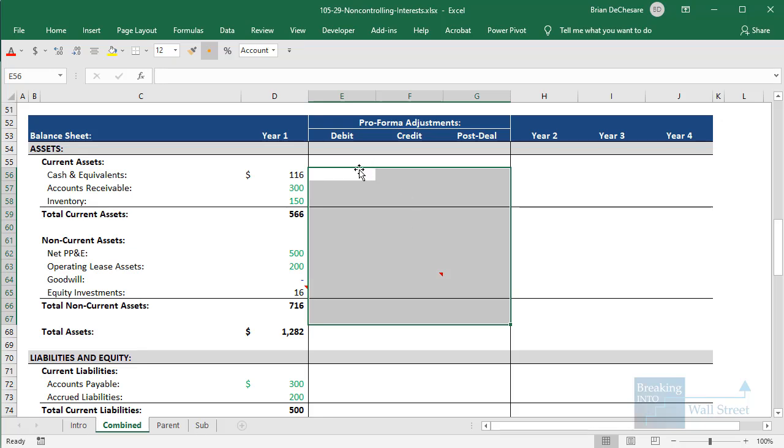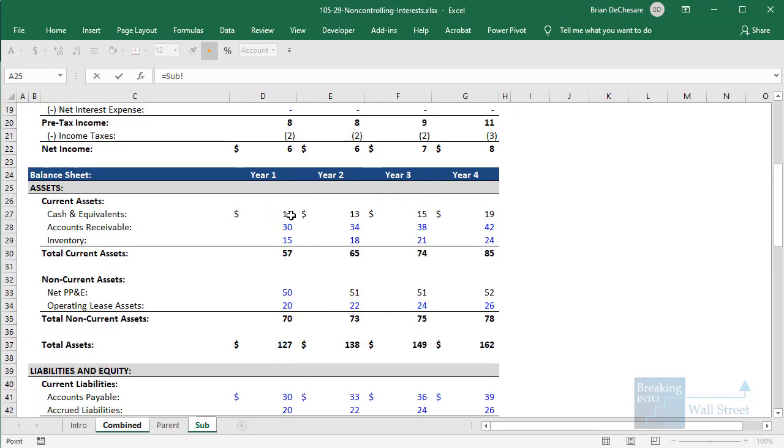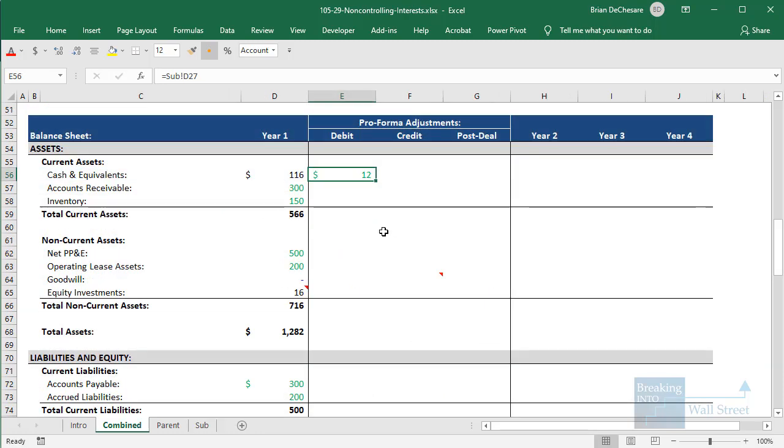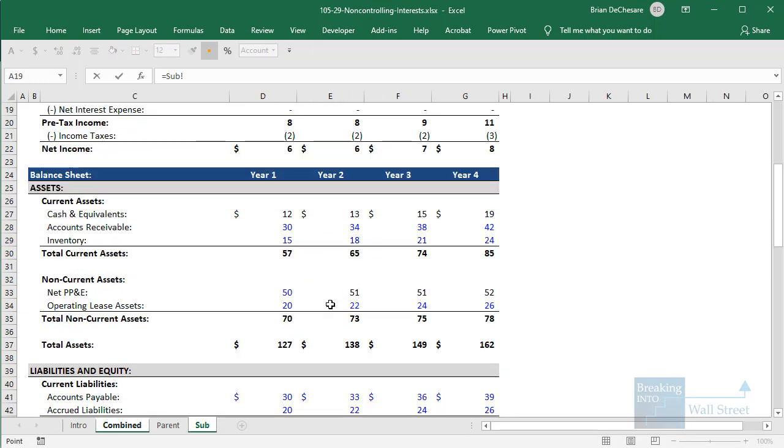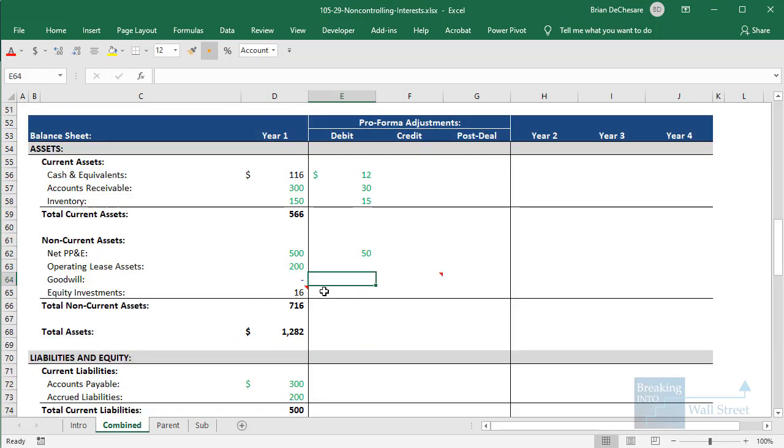So let's go over. On the asset side, a debit is going to increase the line item and a credit is going to reduce it. It's the opposite on the liabilities and equity side, but we're starting with the asset side. So for debits, let's go over and get the year one numbers from Subco and we'll link in their cash, accounts receivable, and inventory. We'll also link in their net PP&E and we will link in their operating lease assets, which is one below that.